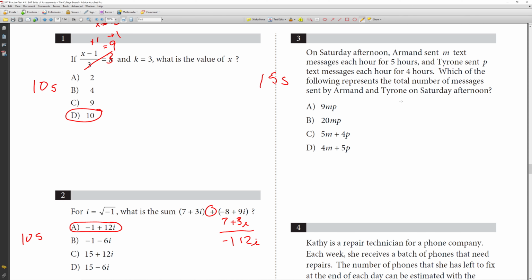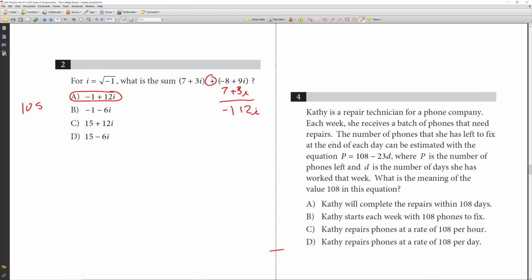Armand sent m text messages each hour for 5 hours. So m text messages each hour for 5 hours. And Tyrone sent p text messages each hour for 4 hours. The answer is C. No problem. It's a little longer because you actually have to spend some time reading the passage.